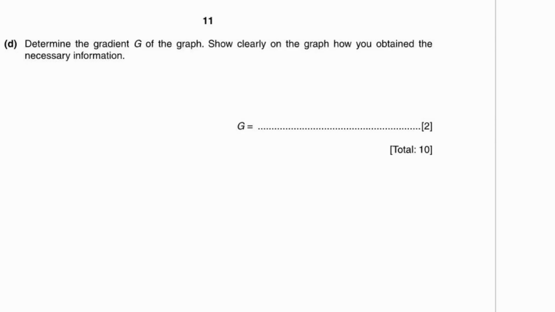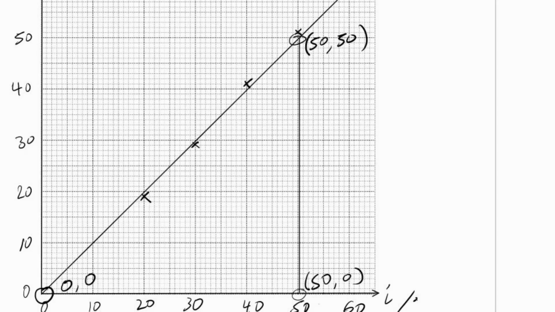D. Determine the gradient G of the graph. Show clearly on the graph how you obtained the necessary information. Right, what this means is draw a big triangle and calculate the gradient. So there we go, I've drawn a large triangle onto the graph. I'm going to use that to calculate the gradient, and I've marked the 3 points that are of interest.